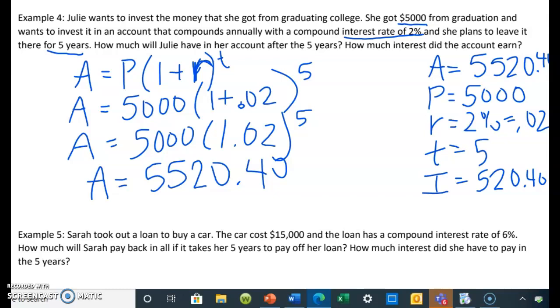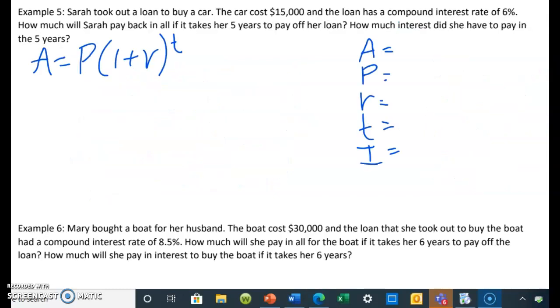Sorry about that. All right, so let's go ahead and look at example 5. All right, Sarah took out a loan to buy a car. The car cost $15,000 and was compounded at an interest rate of 6%. How much will Sarah pay back in all if it takes 5 years to pay off her loan? And then how much interest?